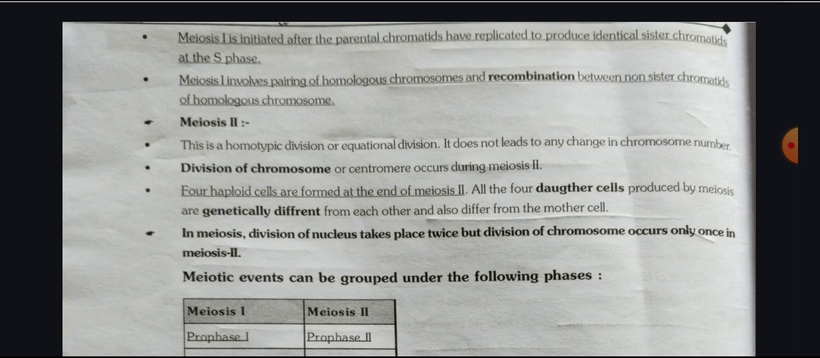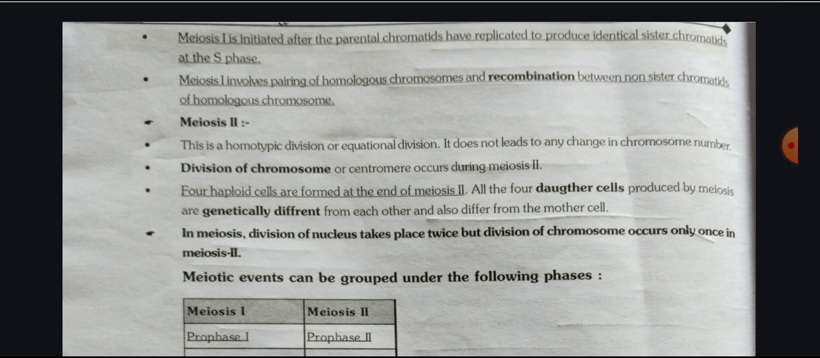Meiosis II. This is a homotypic division or equational division. It does not lead to any change in chromosome number. Division of chromosome or centromere occurs during meiosis II. Four haploid cells are formed at the end of meiosis II. All the four daughter cells produced by meiosis are genetically different from each other and also differ from the mother cell. In meiosis, division of the nucleus takes place twice, but division of chromosomes occurs only once, in meiosis II.